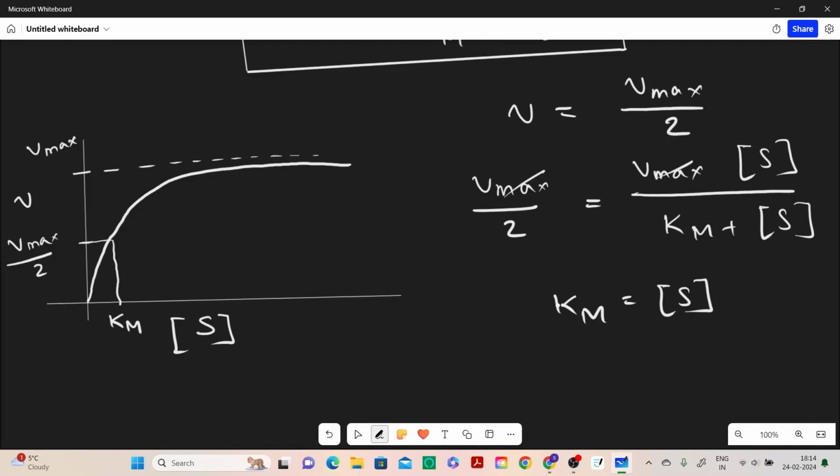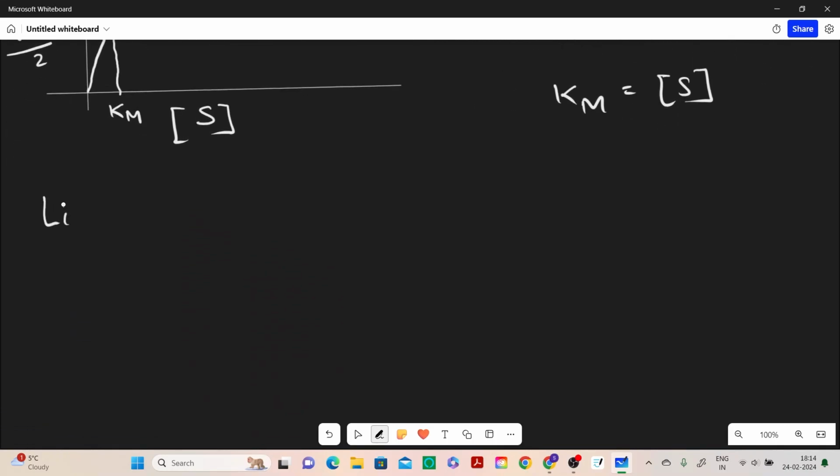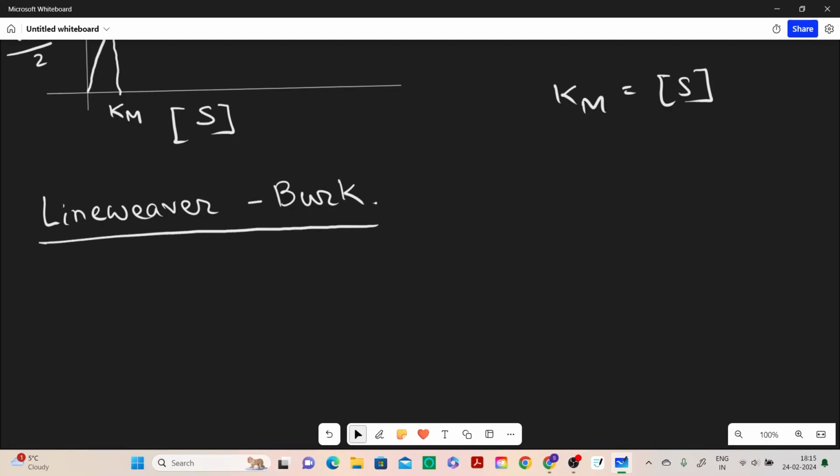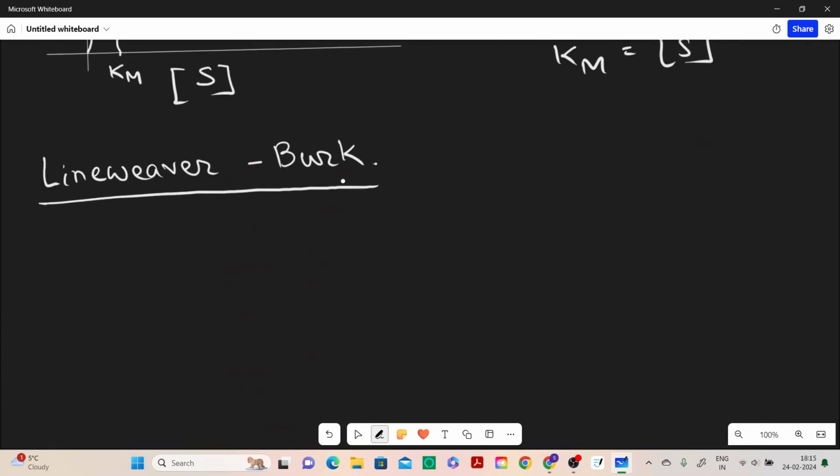So it is the concentration of the substrate at which the rate of the reaction is equal to half of the maximum rate. Now when we are doing experiments, this kind of equation is very difficult to plot because we don't know at what substrate concentration we will reach this plateau. So thanks to Lineweaver and Burk, who used this wonderful Michaelis Menten equation and derived a linear plot out of it.